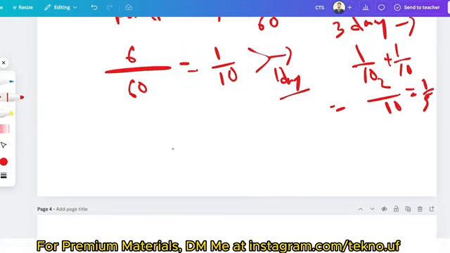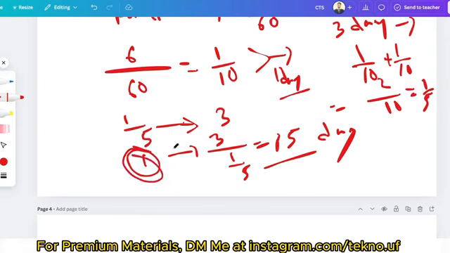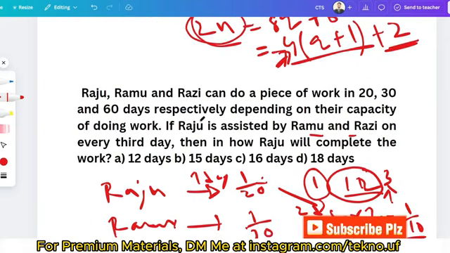So 1 by 5 amount of work has been done in 3 days. So the total amount can be completed by 3 divided by 1 by 5. So that becomes 3 into 5, that becomes 15. So in 15 days, this whole amount of work can be done. As I have been showing you the shortcut tricks, it took some time, but it actually takes less than 1 minute to calculate.